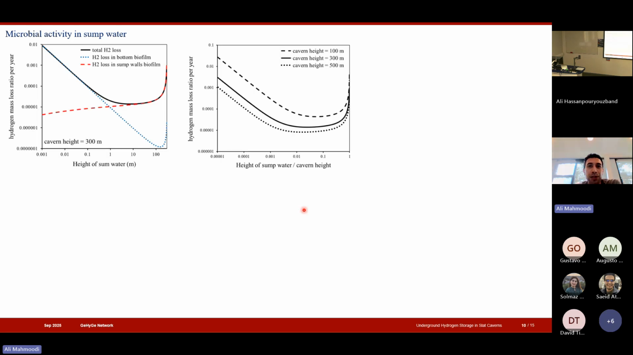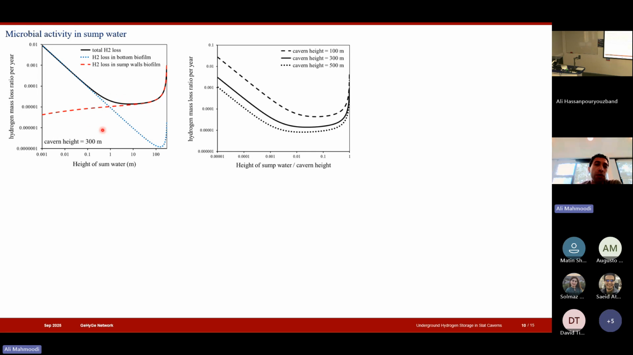And here I'm going to show just a little bit of the results. I'm not going to go into much detail about these results, but these are basically how much hydrogen, what ratio of the stored hydrogen are being consumed in different places, number 1 and 2. This dashed blue line is the bottom of the sump water, and this dashed red line is the walls of the salt cavern within the sump water. And this black line is the summation of the two.